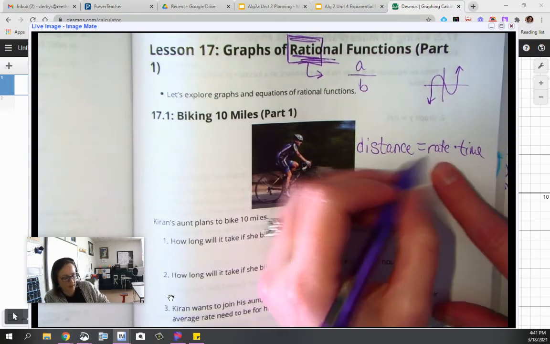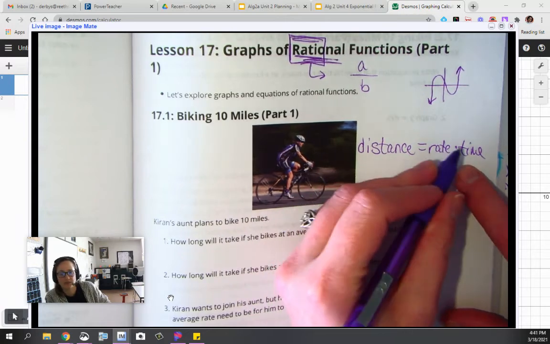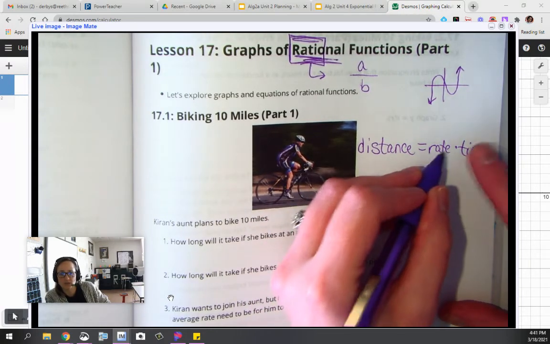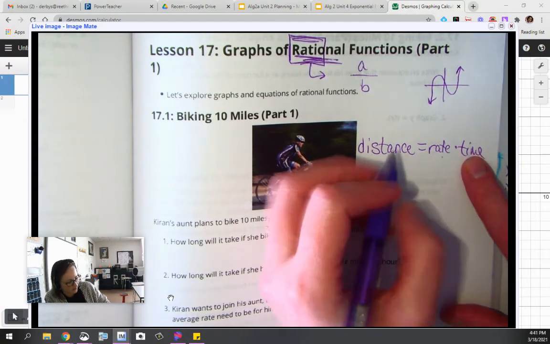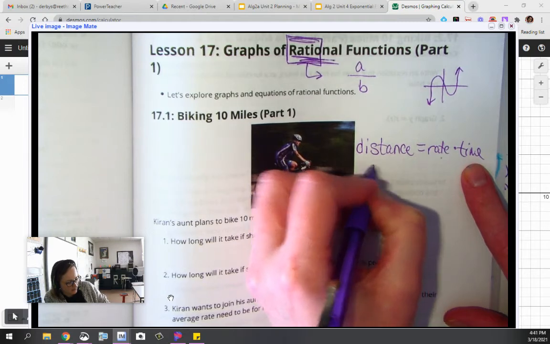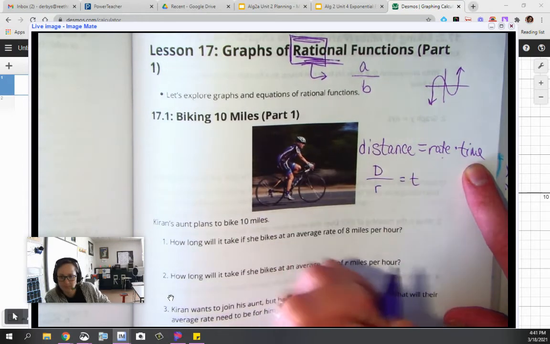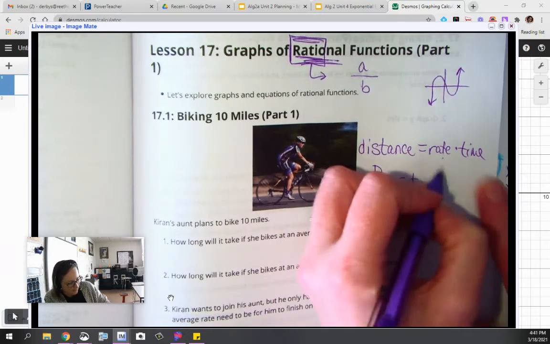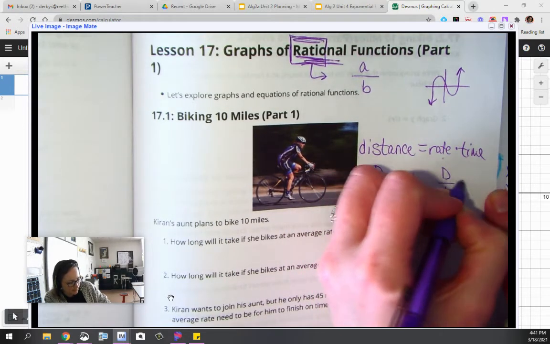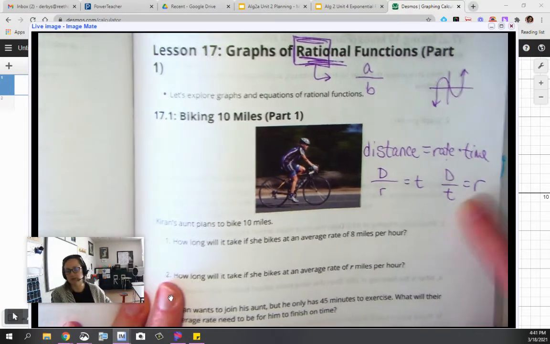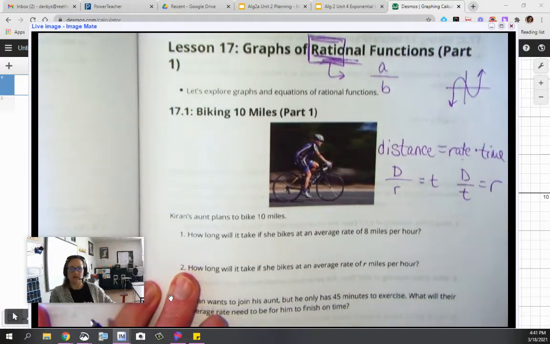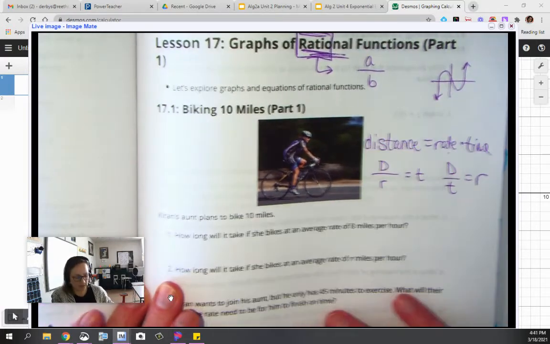Not only that, but we can also rewrite these by dividing by either one of these two components and finding something like distance divided by the rate equals the time, or distance divided by time equals rate. We're going to be using all of these different ways that we could rewrite the same formula.